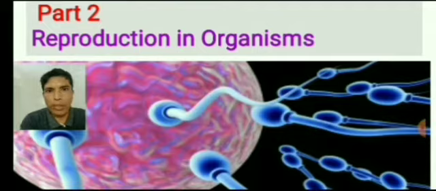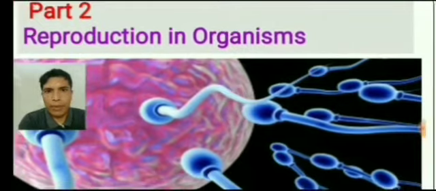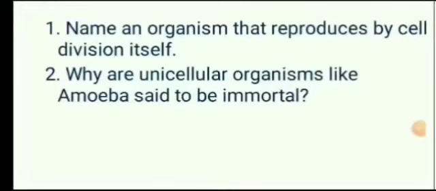Before we go to vegetative propagation, let me ask you two questions. The first question is, name an organism that reproduces by cell division itself. The second question is, why are unicellular organisms like amoeba said to be immortal?